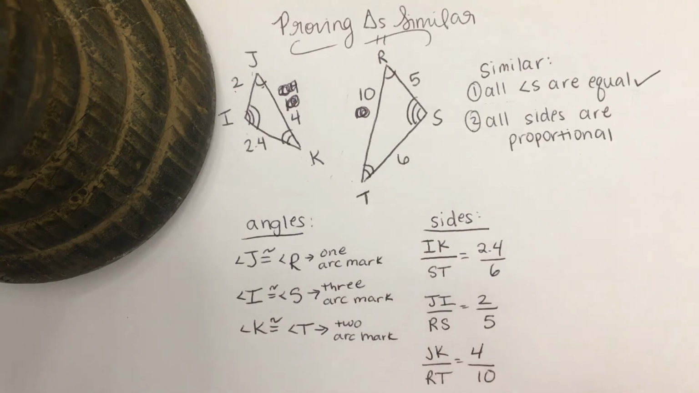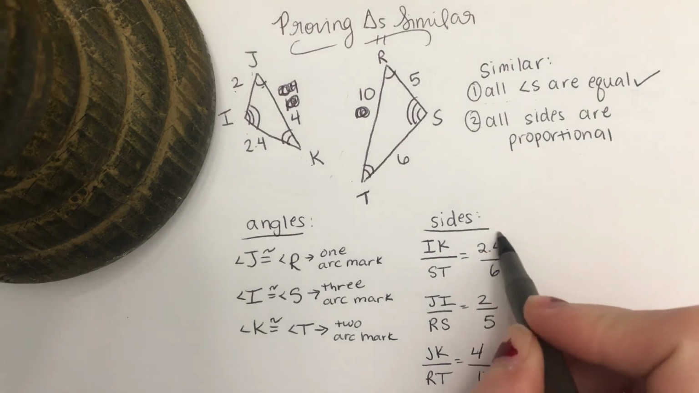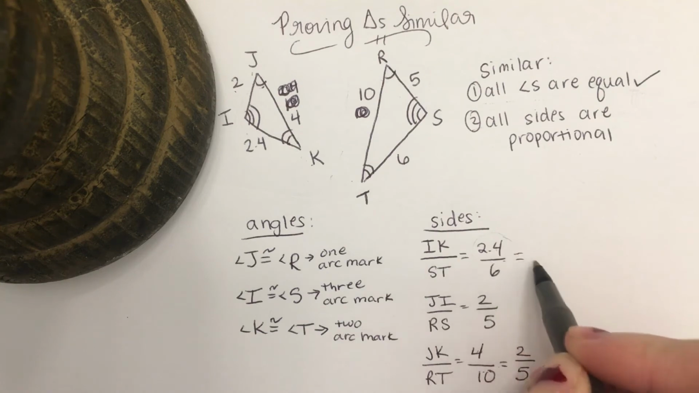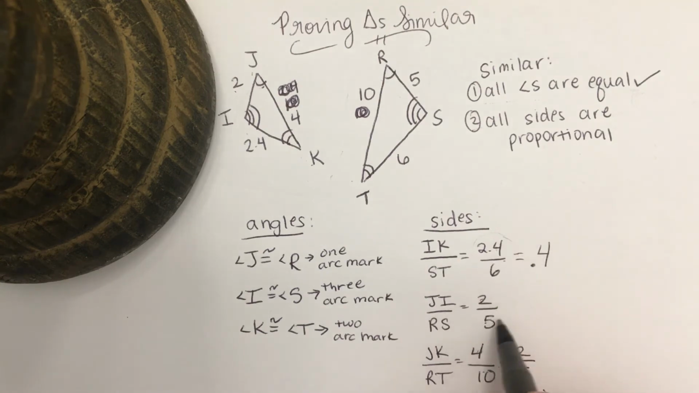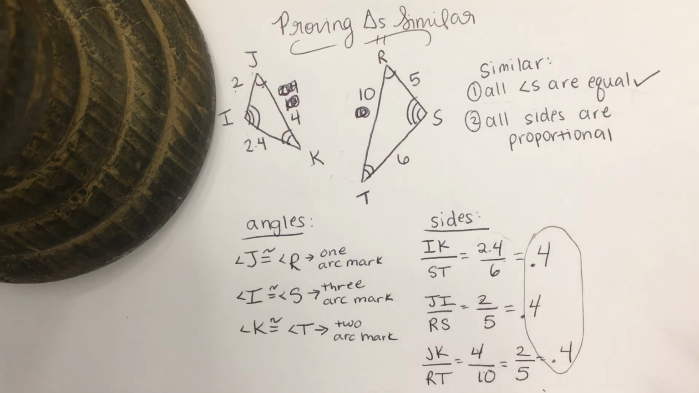Now you've got 2 options here. You can simplify these. For example, we know we can take 4 over 10 and divide both of those by 2, and that's going to reduce to 2/5. So we can see that these are the same. However, reducing this one's going to be a little challenging. If you're up for the challenge, go for it. But another thing you can do is just use your calculator and convert these to decimals. So if I type in 2.4 divided by 6, that's going to give me 0.4. 2 over 5 is also going to give me 0.4, and 4 divided by 10 is also 0.4. Because all of these are the same number, I have shown that all sides are proportional.